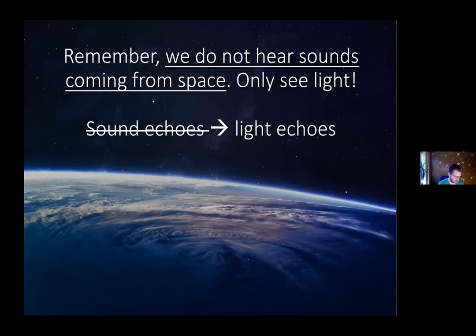But remember, we do not hear sound coming from space. We only see light. So we can do exactly as with the sound echoes that I was talking about, but we use light echoes. And that is what allows us to actually map the geometry of these systems, sometimes at the meter level or even smaller, maybe even tens of centimeters, with very, very high accuracy, because light travels at a fixed speed.